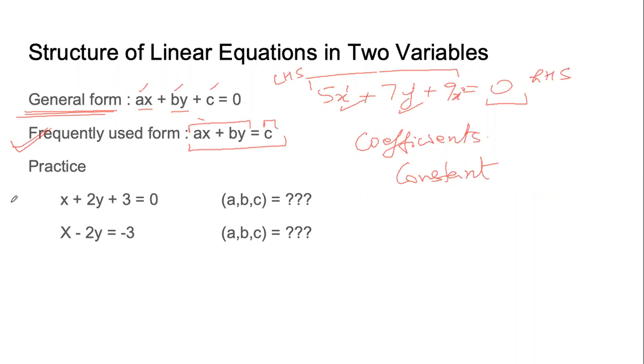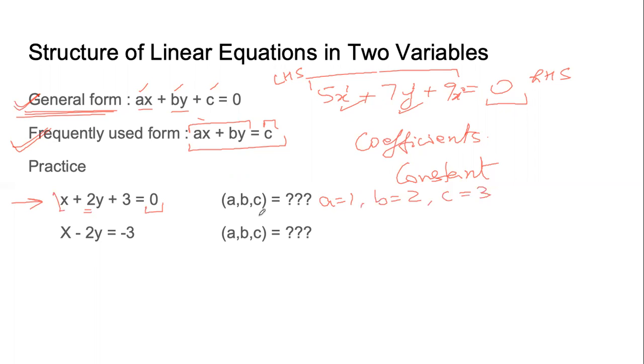Now, if you look at this equation, x plus 2y plus 3 equals 0. Clearly, the RHS is 0. That means it is in the general form. Right? Now, if you compare x plus 2y plus 3 equals 0 to ax plus by plus c equals 0, then you can clearly see that a equals 1 into x, b equals 2, and c equals 3.